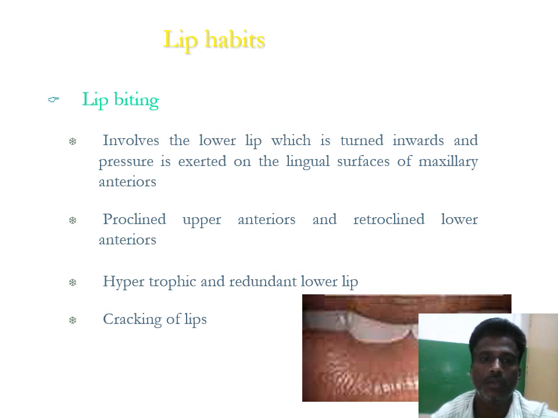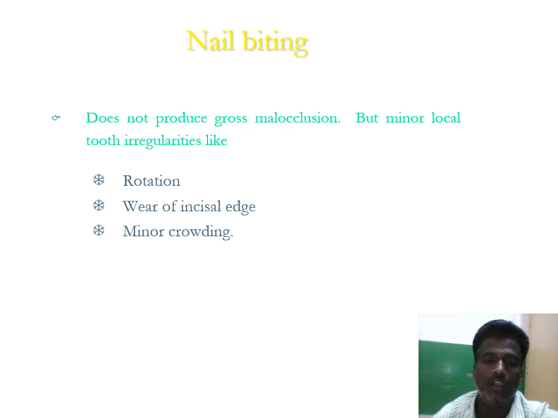Then lip biting, lip habits may lead to proclination of upper anteriors and retroclination of lower anteriors, hypertrophic and redundant lower lip, and cracking of lips are present. Nail biting may lead to minor changes in the surface of the incisors. It may lead to wear of incisor edges, and minor crowding may be present.